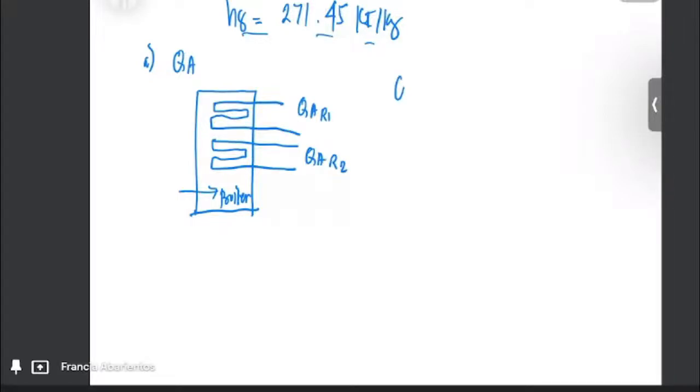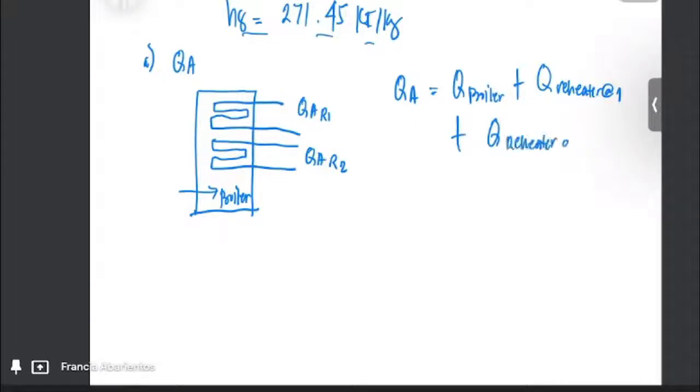So, the total heat added now is equal to the heat added by the boiler plus the heat added by the reheater. Yung isa plus heat added ng reheater natin at sa pangalawa. Okay. So, what is now the heat added? Sa boiler, we have 8 and 1, diba? So, we have H1 minus H8.